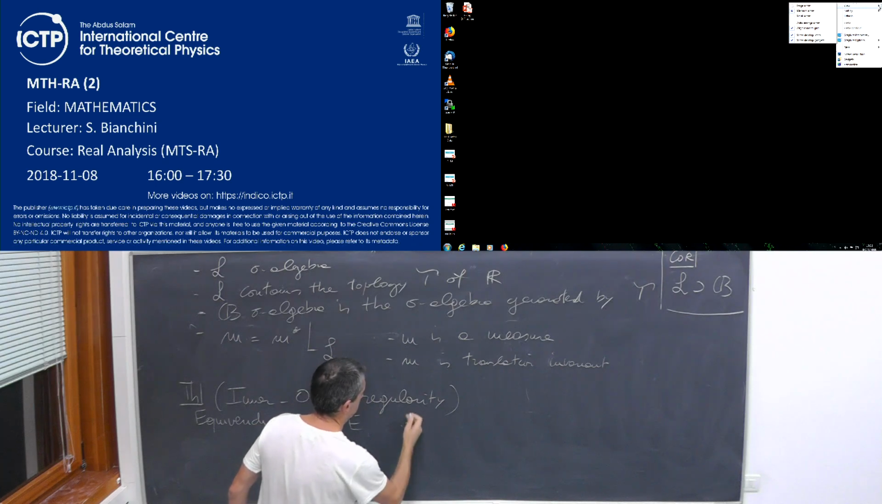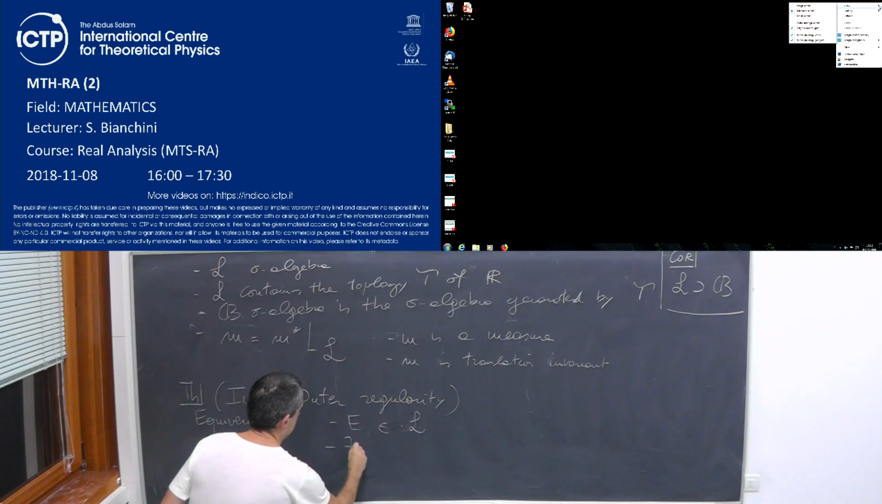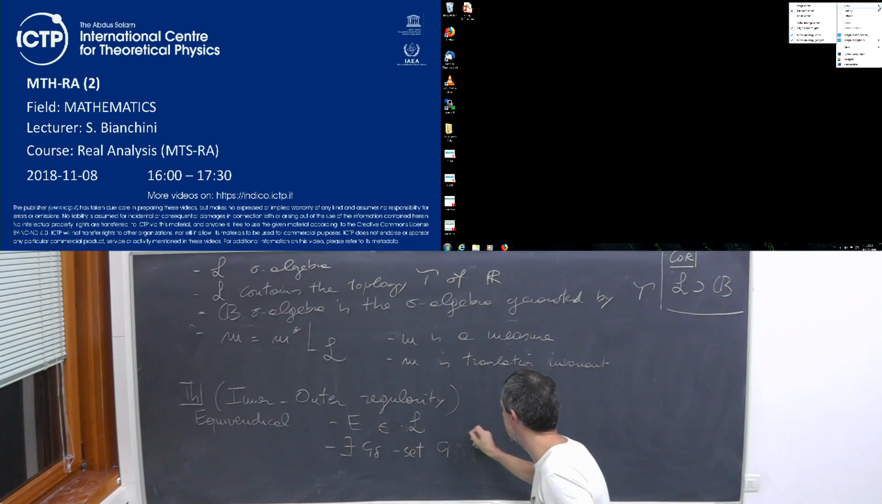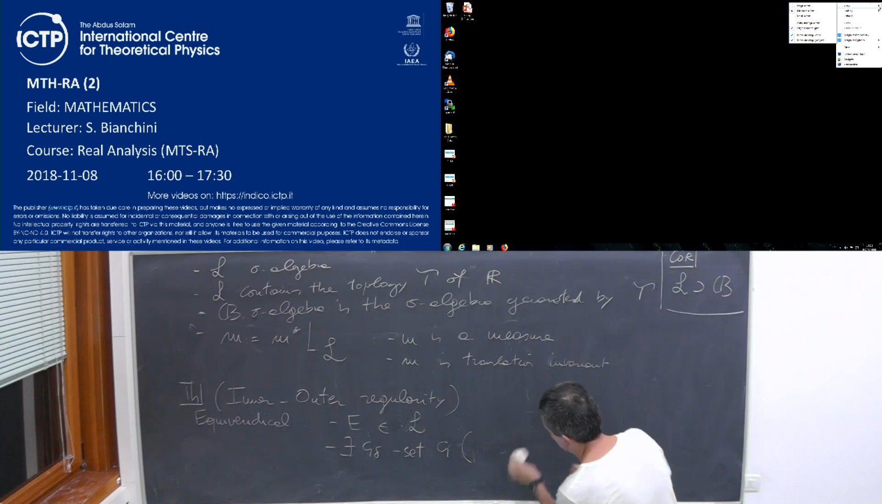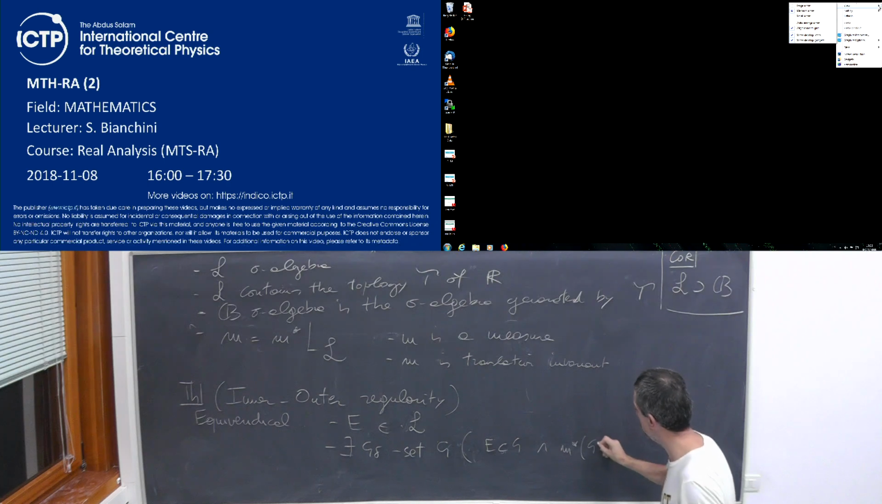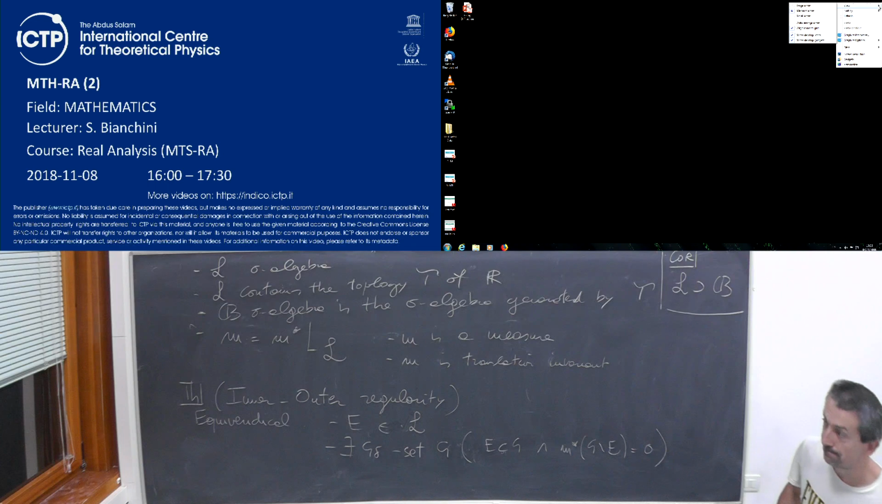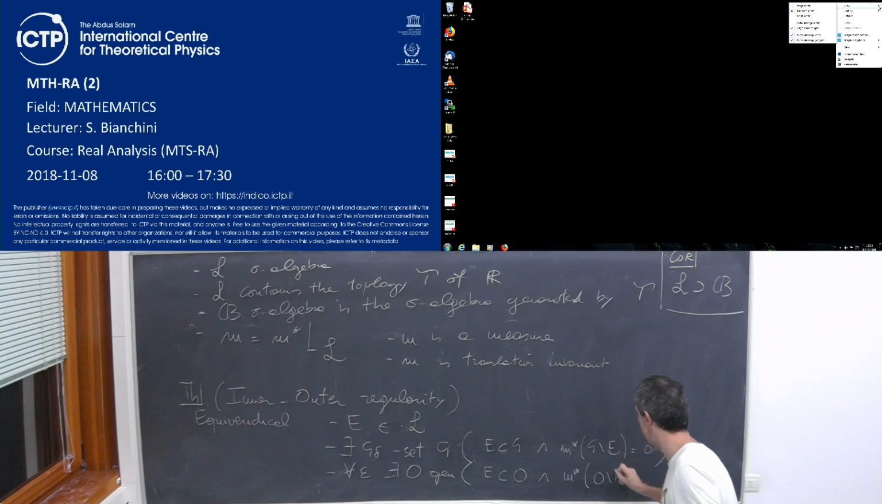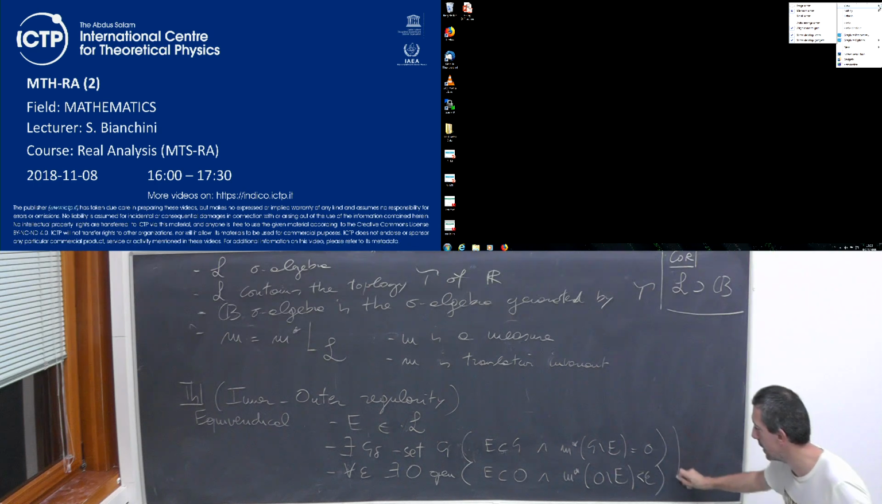E measurable. The following are equivalent. There exists a G delta set, let's say G, such that E is contained in G and M star of G minus E is equal to 0. There exists, well, that's for all epsilon, there exists an open set O such that E is contained in O and M star of O minus E is less than epsilon. And this is the outer regularity.